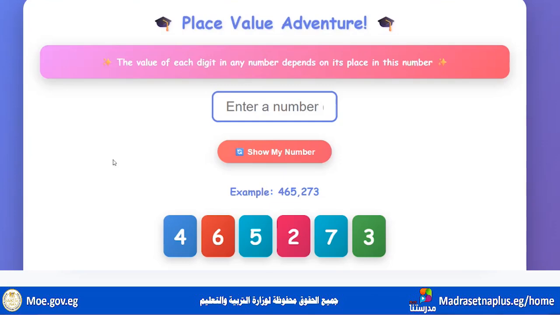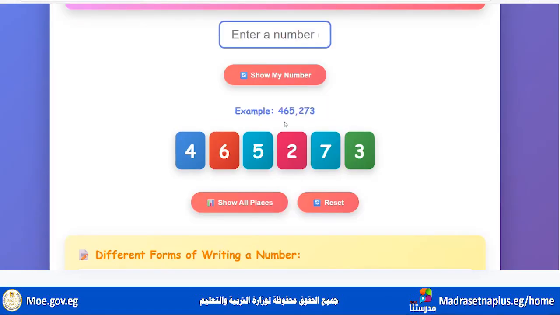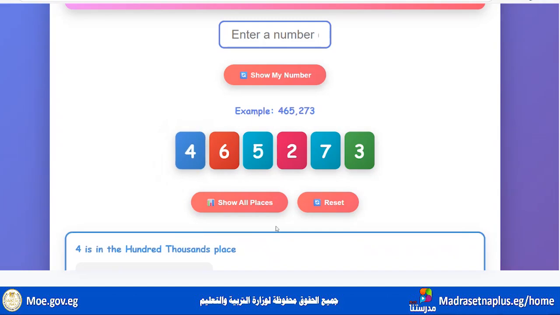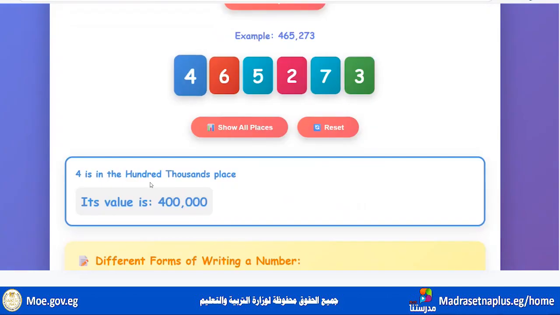Okay. Now we have an example in front of you. 465,273. Each digit has a position called the place value and has a value. The value of any number depends on its place. So this is 4. The place of this 4 is what? It is 100,000. So its value is 400,000. What about 6? 6 is in the 10,000 place.